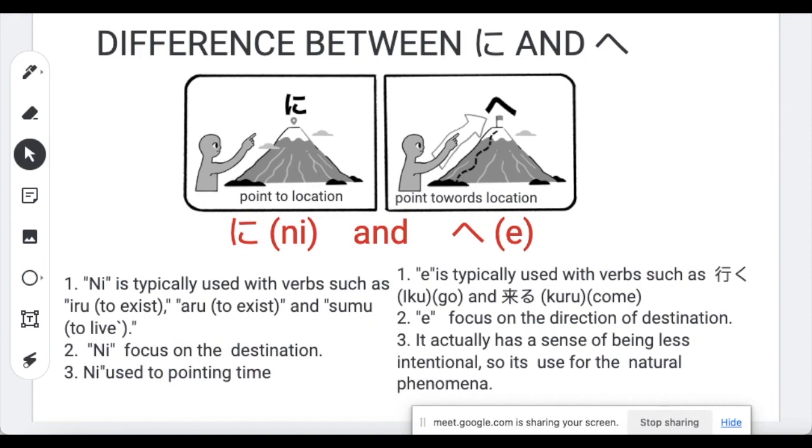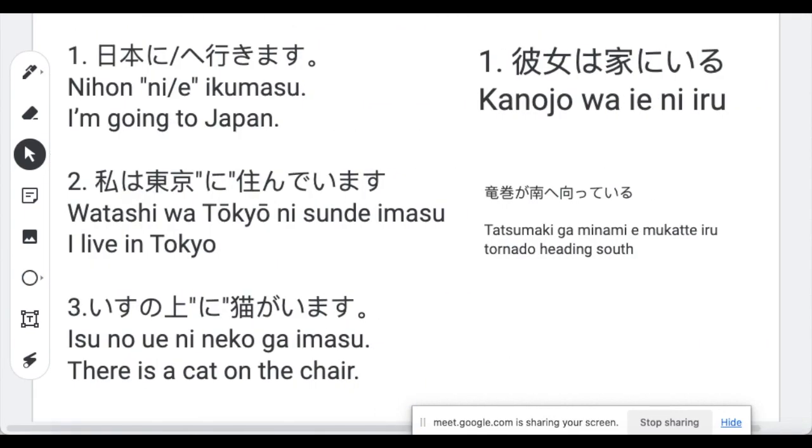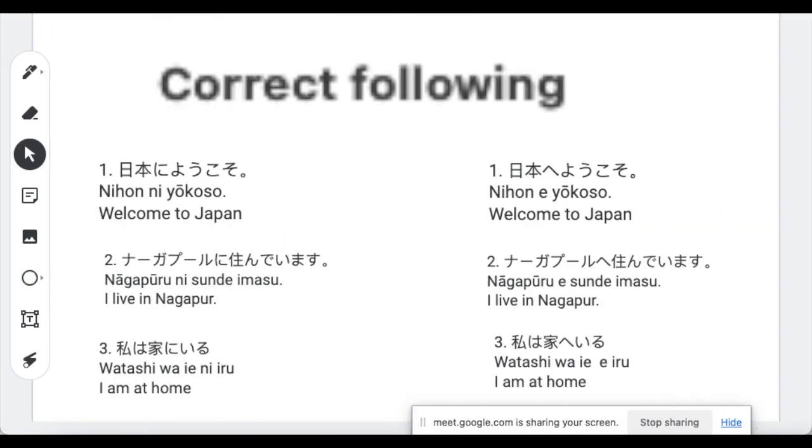Hope you understand. So I'm going to take a small test. Correct the following one by one. Here are some examples. You have to identify which is correct and which is not correct. So three examples are... it's a very easy example. Okay. Nihon ni yokoso or Nihon e yokoso.